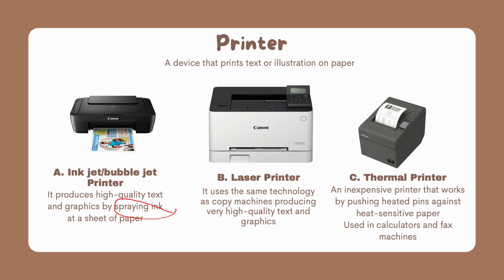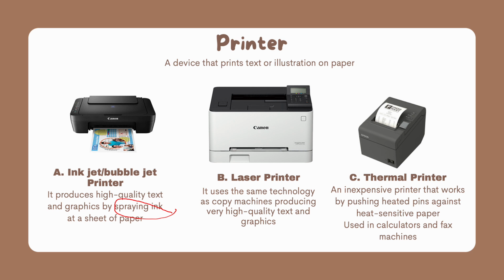Next is the laser printer. It uses the same technology as the copy machine, producing very high-quality text and graphics. An example of its output is magazines, the paper that is very smooth. Some laser printers, even with ordinary bond paper, print very smoothly, with a texture where you can slightly feel the ink.